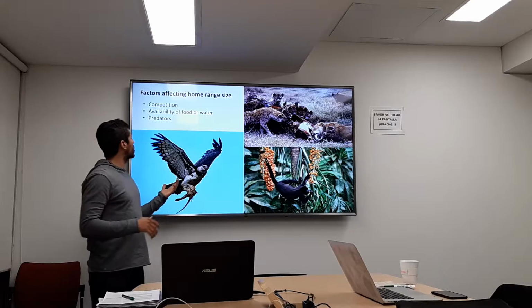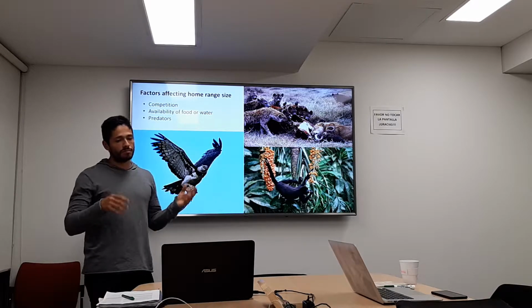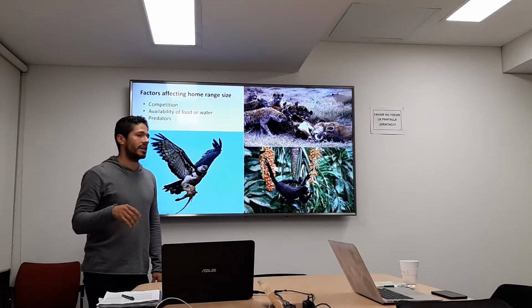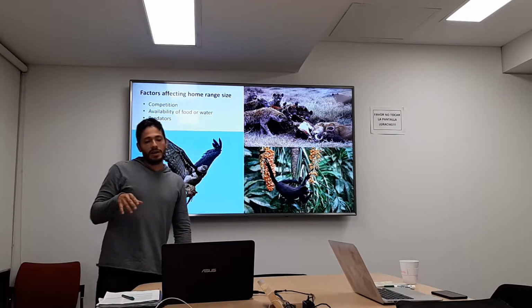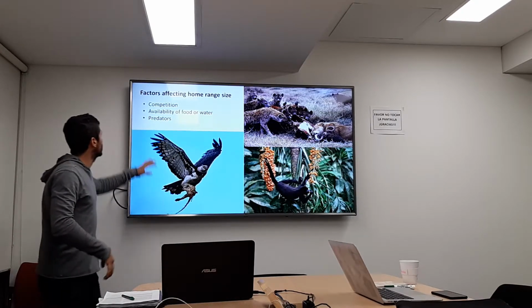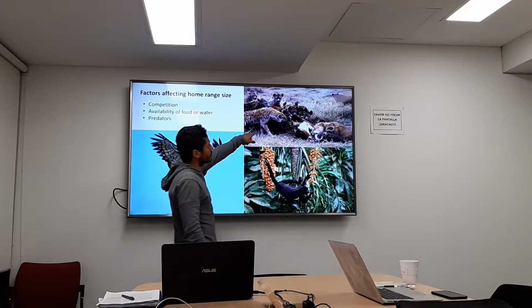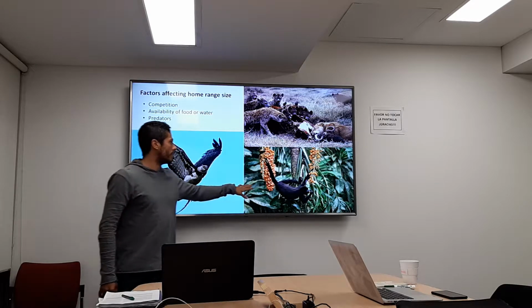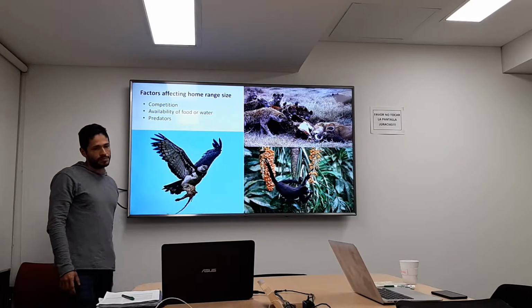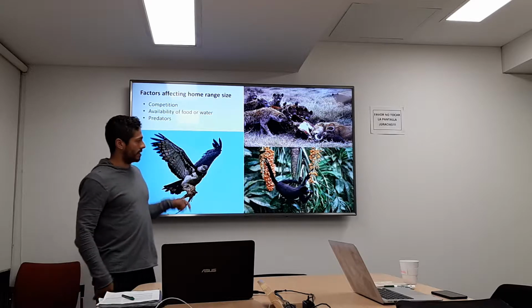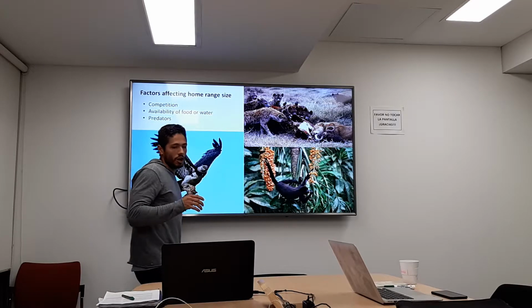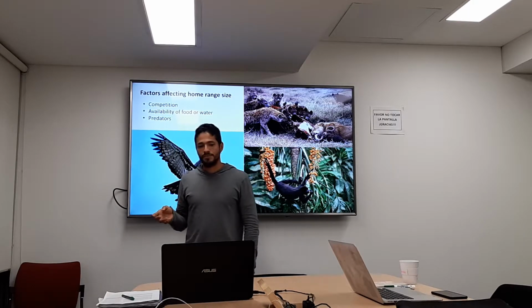Now, expanding on the home range area concept, it has a dynamic size. This size depends on many factors, such as competition with other species, the availability of food or water, or even the presence of predators. Due to that, the home range usually is measured over long time intervals.